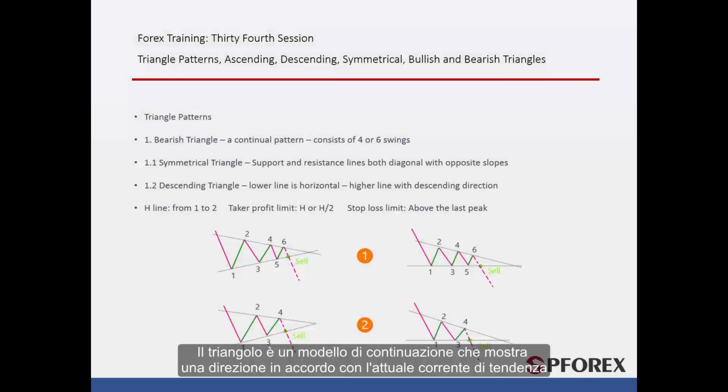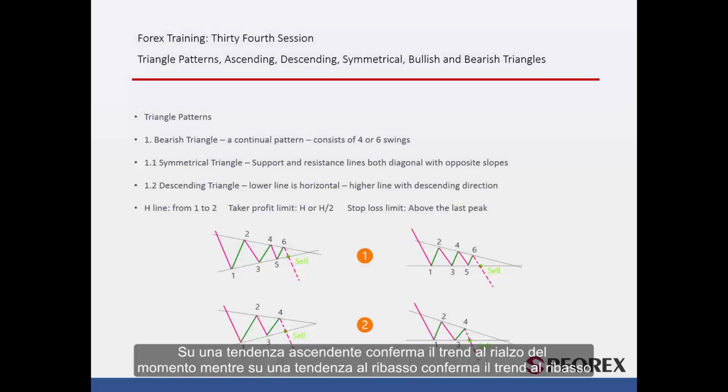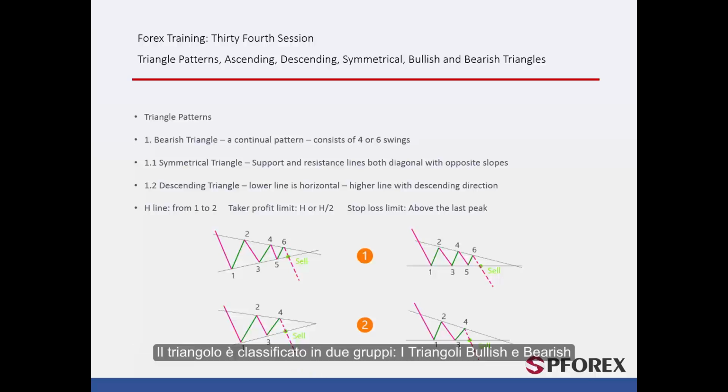Triangle. Triangle is a continual pattern which shows an agreeing direction with current trend direction. On an upward trend, it confirms a current uptrend, while on a downtrend, it confirms a downward direction. Triangle is classified into two groups, bullish and bearish triangles.